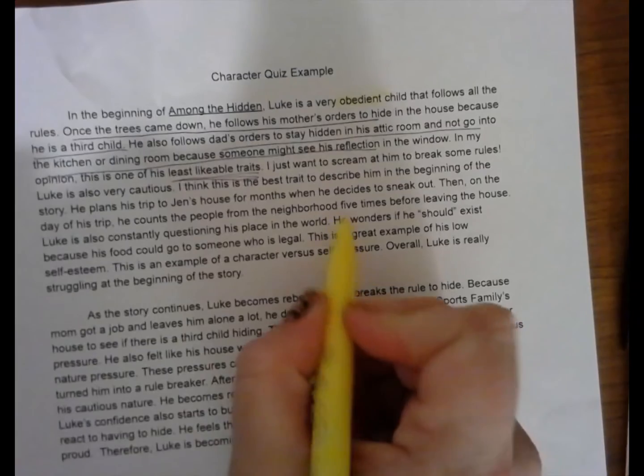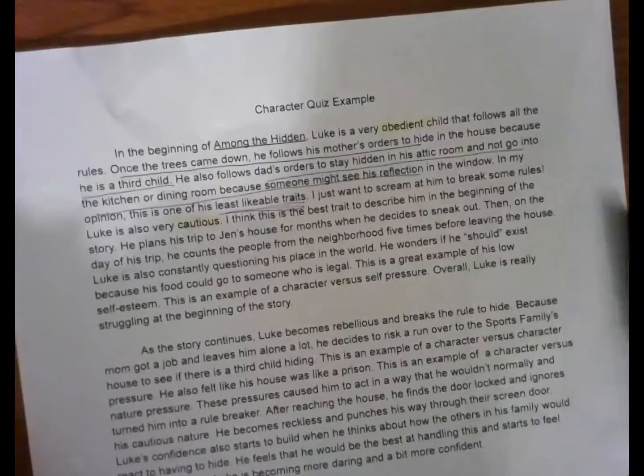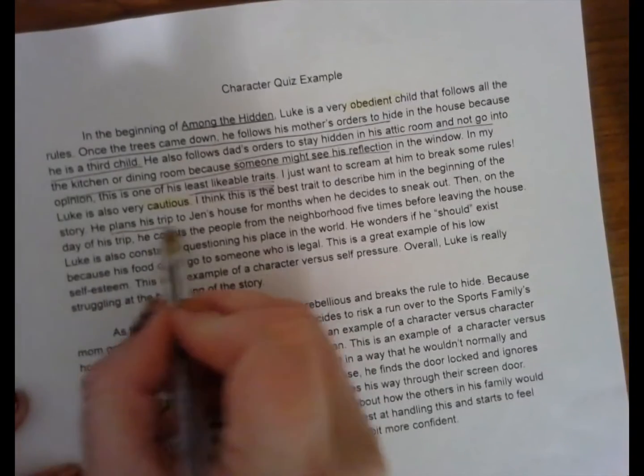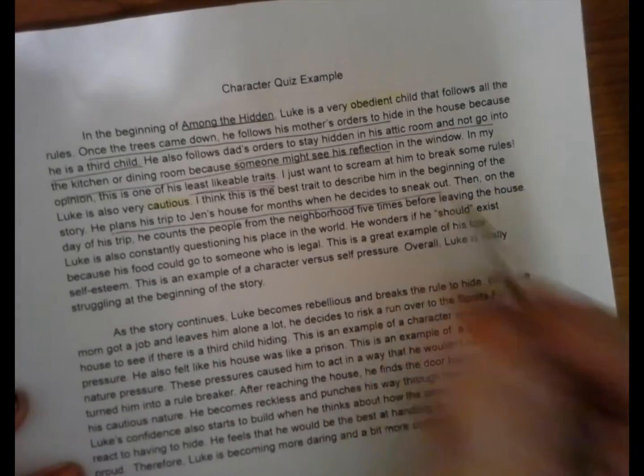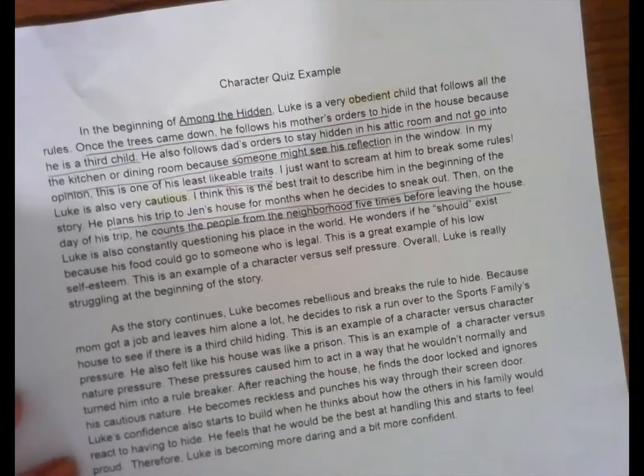Then I talk about how he's cautious. So there's another trait. And I use the example of him planning his trip to Jen's house for months to sneak out, and then counting the people of the neighborhood 5 times before leaving the house.